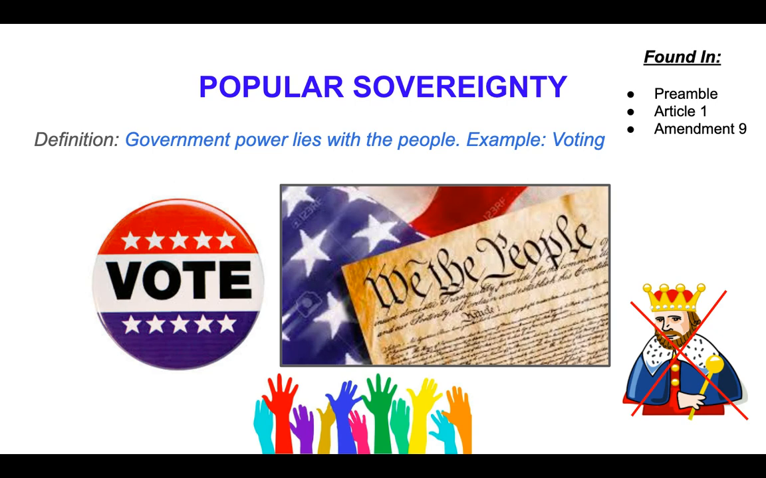That goes back to the preamble of the Constitution. It's found in Article 1 and it's found in the 9th Amendment. The rights and the power lie with the people. So you can see we've crossed out the king because we're ending this idea of a monarchy or one central, completely in charge person.